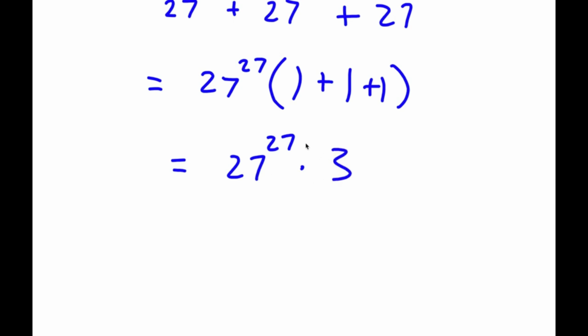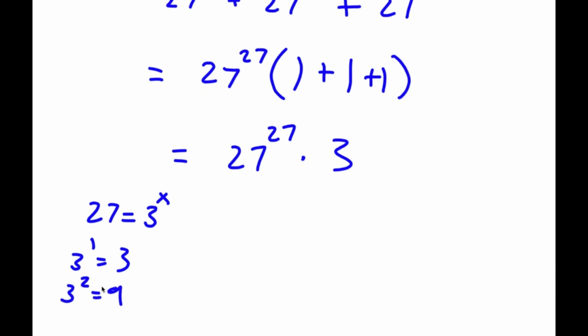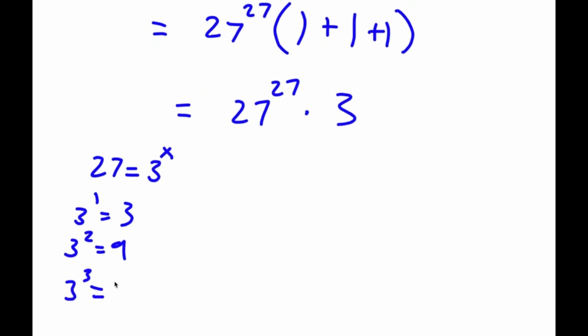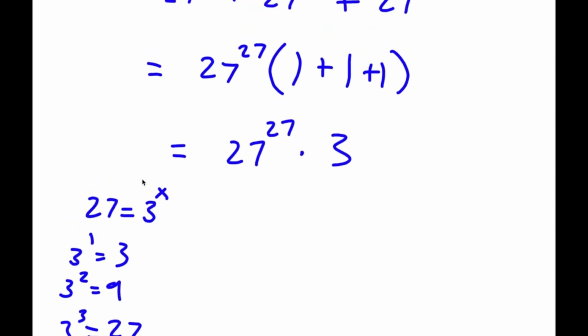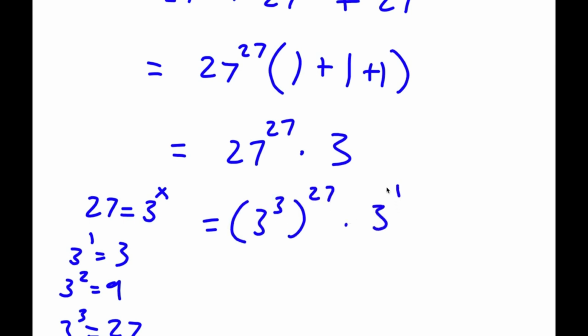Now, if we want to multiply these two, we want to have them be the same bases. So 3 can't be simplified. The only thing that's left to simplify is 27. So now 27 is equal to 3 to the power of what? Well, 3 to the power of 1 is equal to 3. 3 to the power of 2 is equal to 9. 3 to the power of 3 is equal to 27. So if x is 3, then I would have 3 to the power of 3, to the power of 27, times 3 to the power of 1.